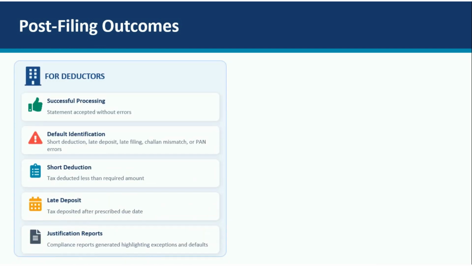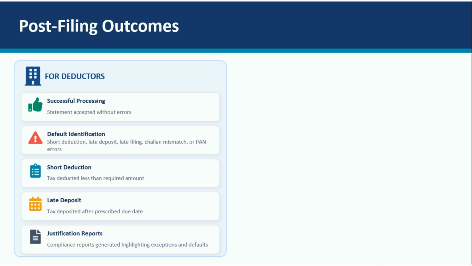Once Form 144 is filed, there are important outcomes for both deductors and deductees. For deductors, successful processing means the statement is accepted without errors. However, the system may identify defaults such as short deduction, late tax deposit, challan mismatches, or PAN-related issues.